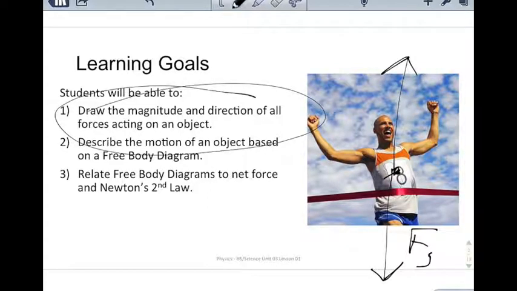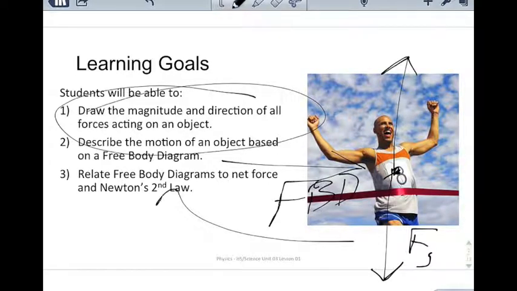We want to be able to do that. This is called a free body diagram. And then we want to be able to relate these things back to Newton's second law of motion so we can do some calculations. So we're going to take a look at it.